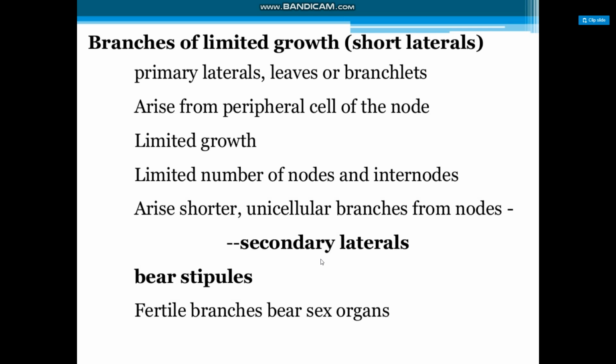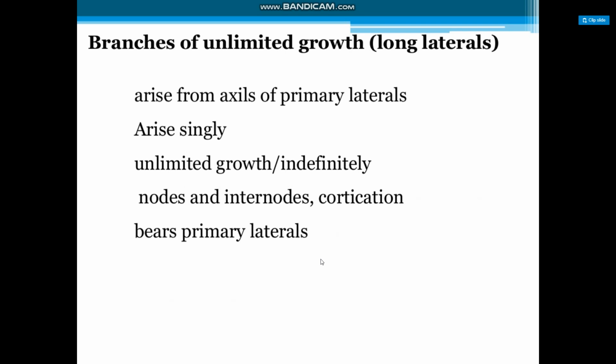Branches of limited growth are primary laterals. Leaves and branchlets arise from the peripheral cells of the node. They have limited growth and a limited number of nodes and internodes, and shorter unicellular branches arise from the nodes. This type of branch is known as secondary laterals, which bear stipules, and fertile branches bear the sex organs.